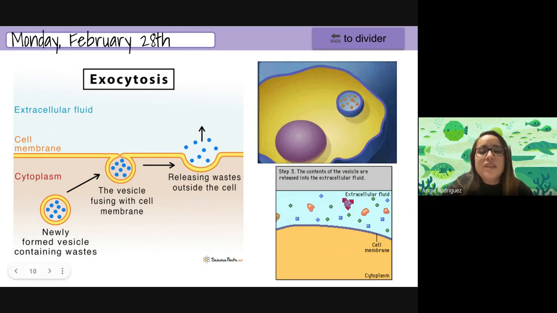So what they're going to do is they're going to create a little vesicle or a little pouch around those molecules that are not needed by the cell anymore. They're going to fuse together or come attached to the cell membrane, the yellow part here. That's why it says the vesicle fusing with the cell membrane, and then they're just going to let them out, right? Bye-bye. See you later, okay? So here in this GIF, you have, again, the little vesicle forming, attaches to the membrane, and then it's released out of the cell. See you later, right?